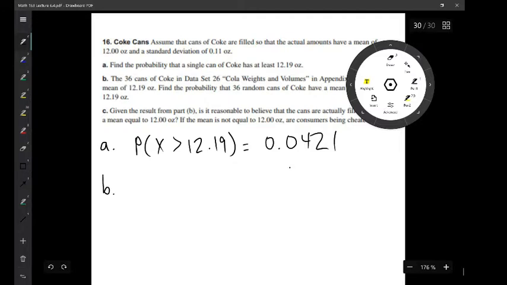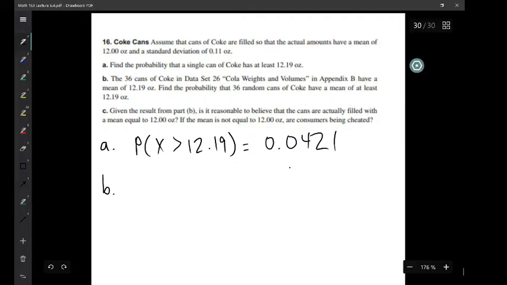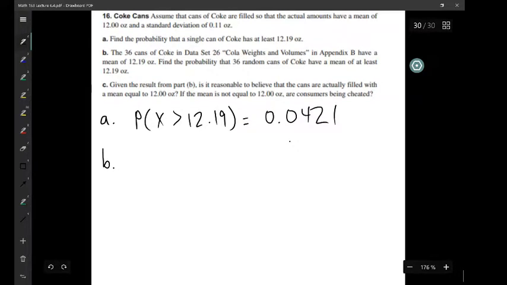So for part B, now notice that the problem does not say that the volume of the Coke in a given can is normally distributed. But here we have that 36 cans of Coke have a mean of 12.19. So find the probability that 36 random cans of Coke have a mean of at least 12.19. So that means the sample size is 36. That's how many cans there are.